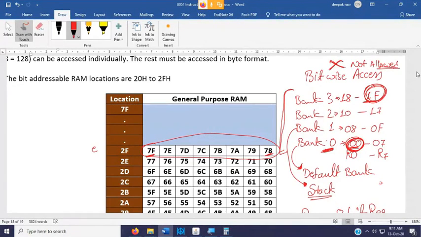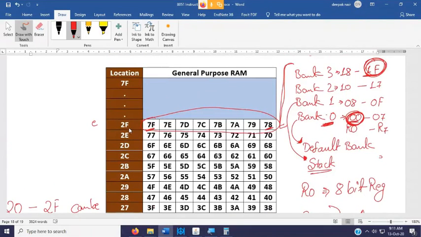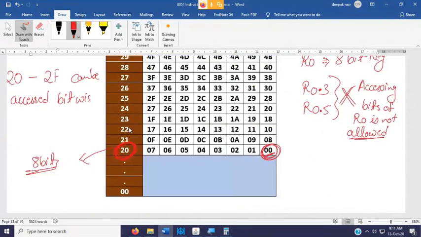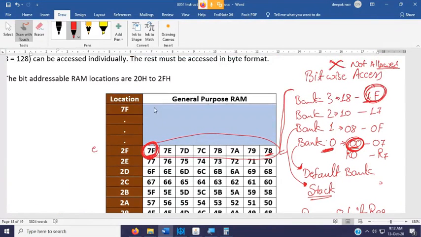So which are the memory locations in the RAM which can be accessed bitwise? These locations from 20 to 2F. And what are the addresses of individual bits? For 20, the individual bits start from 00, 01, 02, 03, 04, 05, 06, 07. Similarly, you can go on incrementing the addresses up to 7F. So now here there are two confusions. This 7F, and this 7F.